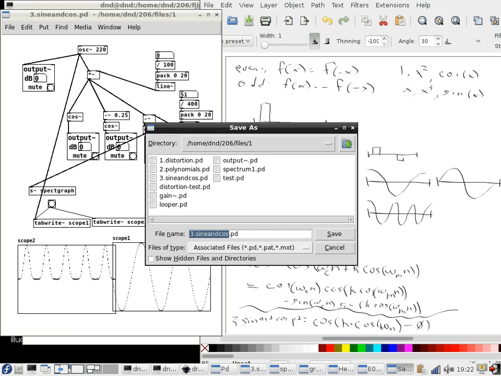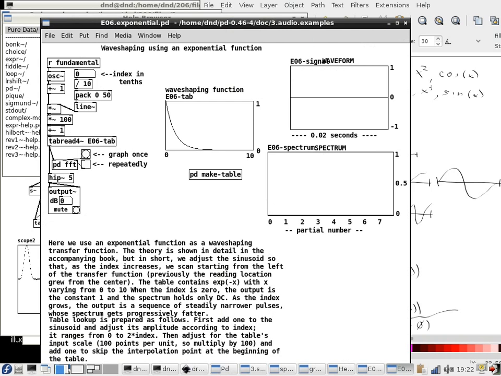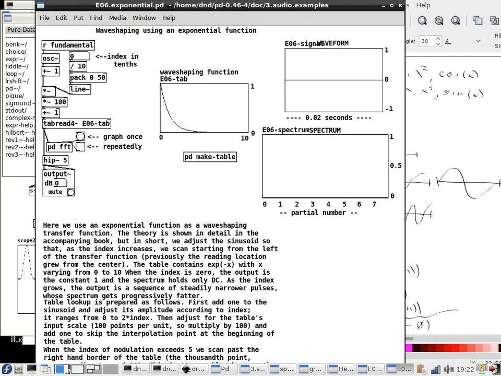Oh, actually, let me do something else. Before I do that, let me show you where to get this in the PD help, because that's where it's nice and explained. Exponential. Okay. So this now is in the PD help browser. And this is a thing which you will see do something like what happened to the powers, except not exactly. So let's see. Why don't you just tell it to start graphing repeatedly.